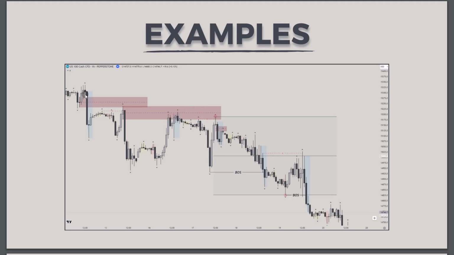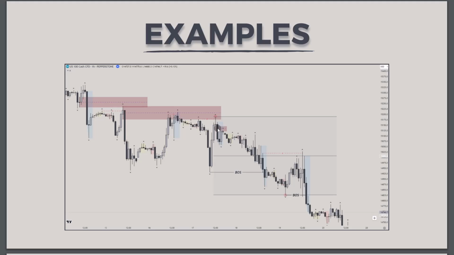You see right here, this is an extreme fair value gap with a breaker block. I'll be considering this. This is an extreme order block. I'll be considering this and also this fair value gap. This is an extreme fair value gap. I'll be focusing on this. I'm not going to be focusing on fair value gaps in the middle of the range.